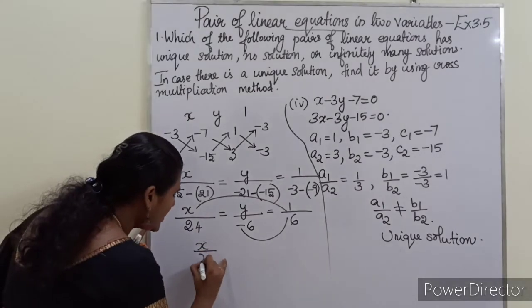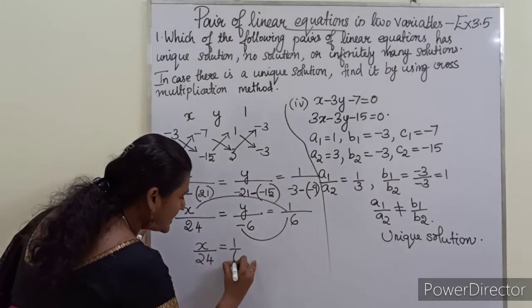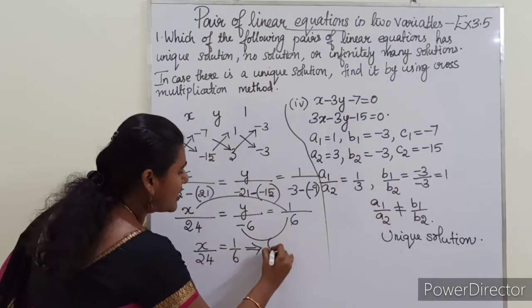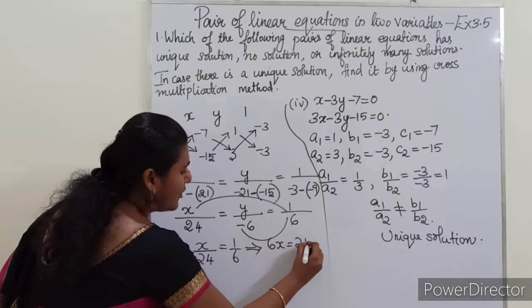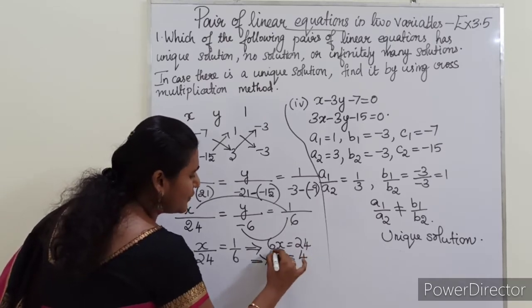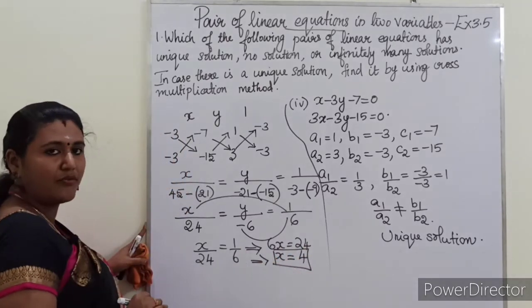So x by 24 is equal to 1 by 6. Now we will do cross multiplication. So 6x is equal to 24. Therefore x is equal to 24 by 6, which is equal to 4. So we got the value of x.